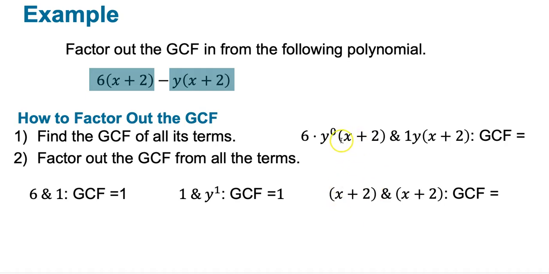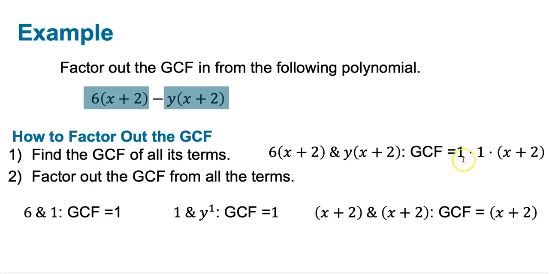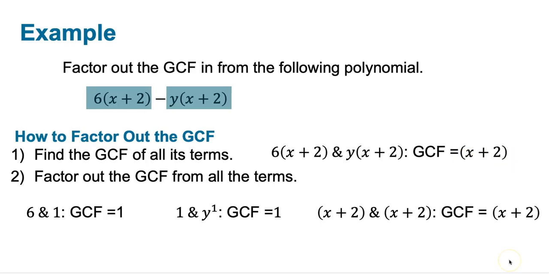So our base from the first term is x plus 2 to the first. Our x plus 2 from the second term is x plus 2 to the first as well. What's the smallest exponent? Well, they're both a 1, so the smallest exponent is a 1. Therefore, the GCF is x plus 2 to the 1, or more simply, just x plus 2. So we found the GCF for each of these pairings. Now we multiply all these individual GCFs together to get the GCF for the entire polynomial. This GCF is 1, this GCF is 1, this GCF is x plus 2. We multiply those together to get the GCF for the entire polynomial, which simplifies to x plus 2.